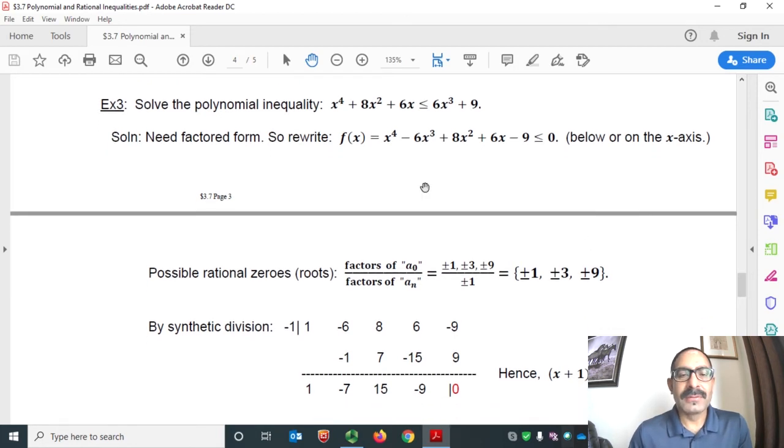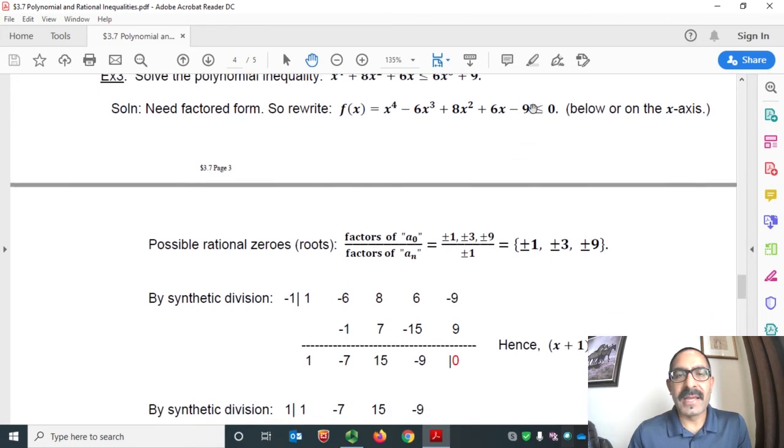So then to write this polynomial in factored form, let's first find the factors. The possible rational zeros are the factors of the 9 over the factors of the coefficient of x to the power 4, which is 1. So the factors of 9 are plus minus 1, plus minus 3, plus minus 9, over the factors of 1, which are plus minus 1.